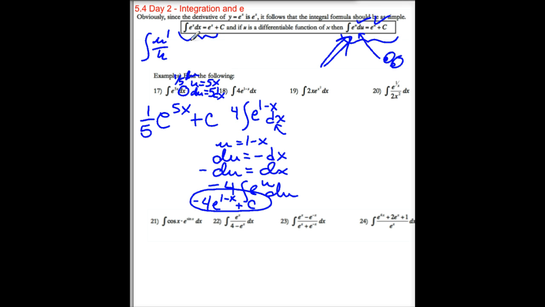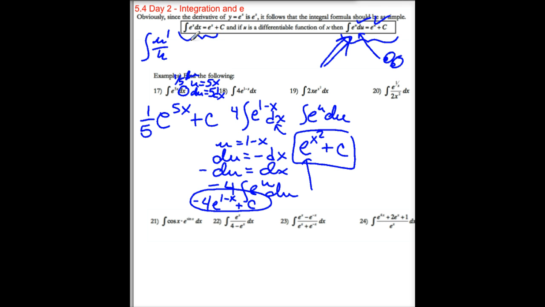So on number 19, I could pull the 2 out front, but if you look at the exponent, it's x squared, and its derivative is 2x. So this is a straightforward e to the u du, which becomes e to the u plus Carl. And again, if ever you're not sure, just quickly take the derivative. The derivative of e to the x squared is e to the x squared times 2x, and it works out great.